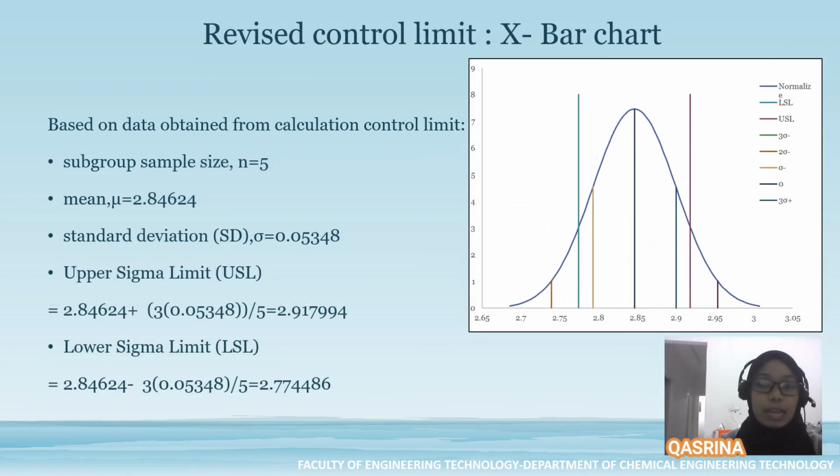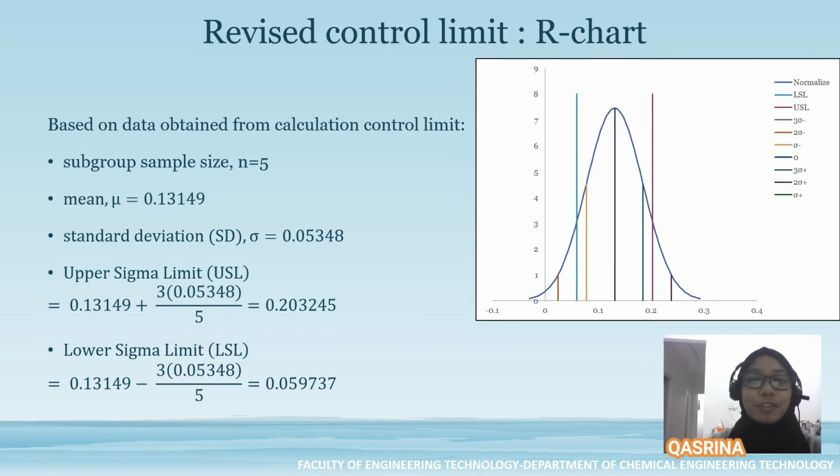Revised control limit X bar chart. In this slide, subgroup sample size is equal to 5. Standard deviation is equal to 0.05348, which is obtained from the appendix. Next, the mean value stated has been obtained from the previous calculation, which is equal to 2.84624. Based on that, USL and LSL can be calculated and used in the normal distribution for the revised X bar chart.